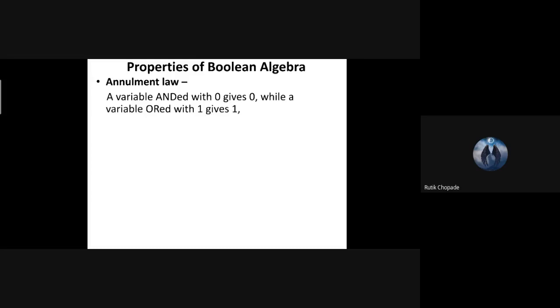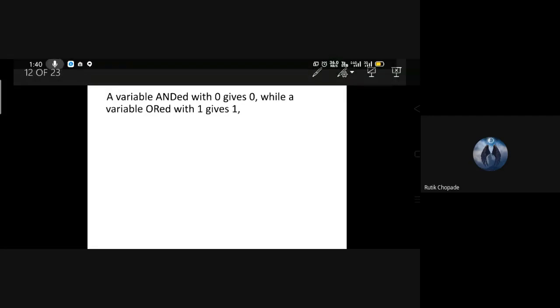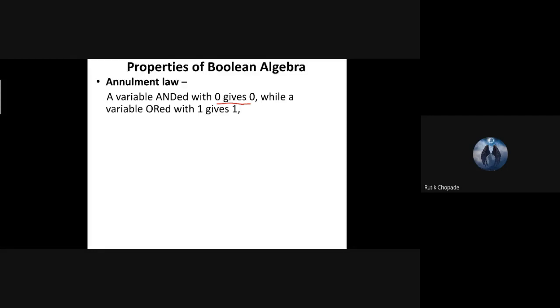It's well and good. If you are not aware of the properties, I'll just go through the properties. So the first one is the annulment property. A variable ANDed with 0 gives 0, while a variable ORed with 1 gives 1. What does this mean?